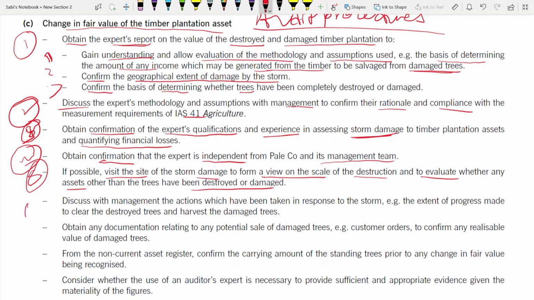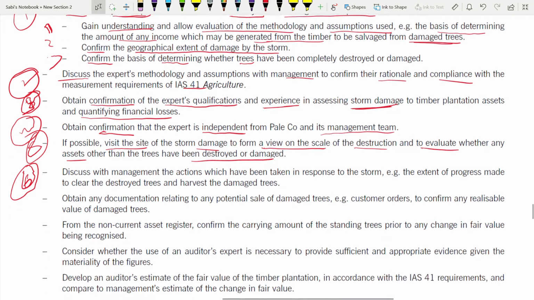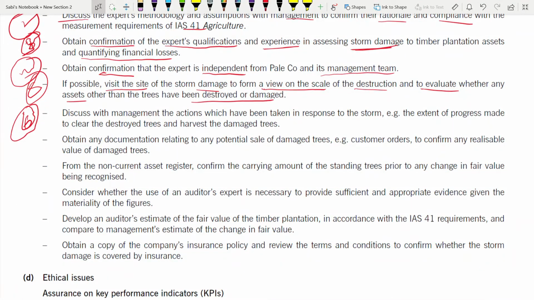6. If you write the first 6 points, you will get the marks. You don't have to write the others, but we'll go through the others also, just in case other students might be writing the below points. Discuss with the management the actions which have been taken in response to the storm, the extent of the progress made to clear the destroyed trees and harvest the damaged trees. You have to check this with the management.